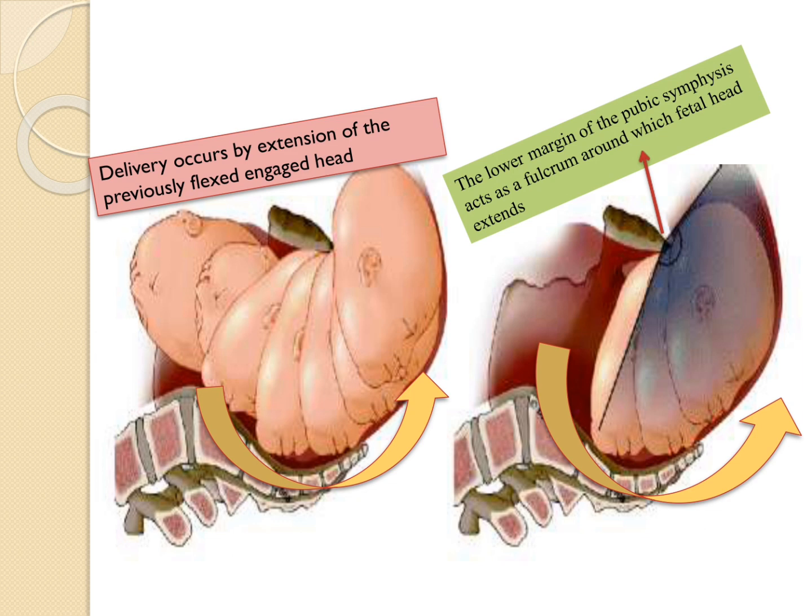This slide also shows 7 cardinal movements of fetus during labor along the pelvic axis and obstetric axis. Delivery occurs by extension of the previously flexed engaged head. Second figure shows the lower margin of the pubic symphysis acts as a fulcrum around which the fetal head extends.